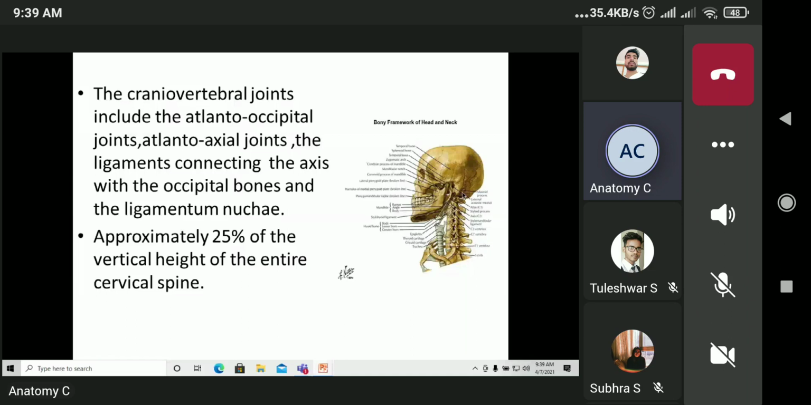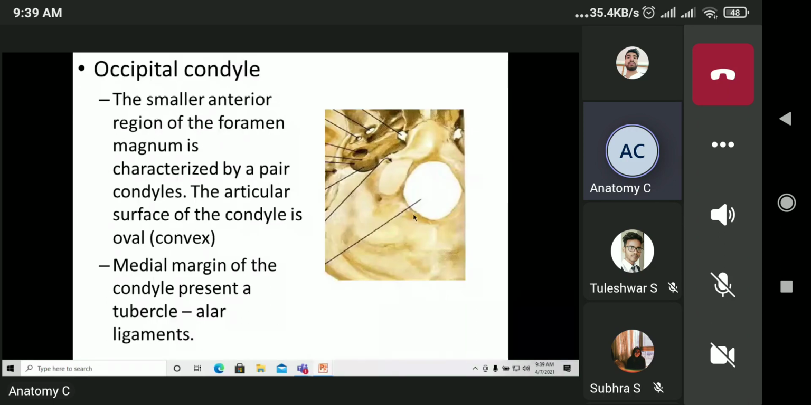You can see we have already discussed this occipital condyle in the normal skull. This is the occipital condyle, at the anterior region of the foramen magnum. This is the foramen magnum. In the anterior region, there is a pair of occipital condyles. The articular surface of the condyle is oval and convex, and the medial margin of the condyle presents the alar ligament attachment. I'll show you this in another slide. This is the occipital condyle in the occipital bone, and it articulates with the first cervical vertebra.